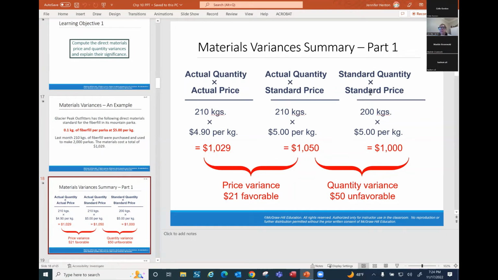Then I want to look at my quantities, right? So my standard price is going to stay the same. I'm going to use the standard price and keep that the same, and I'm going to compare my quantities. So what did I have for actual quantity? 210, and I had my standard quantity of 200.